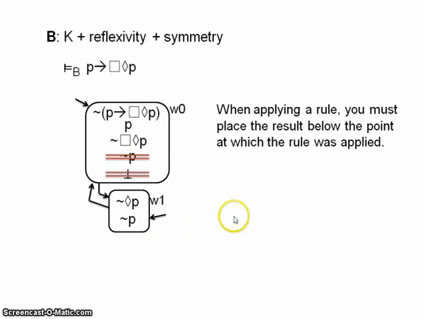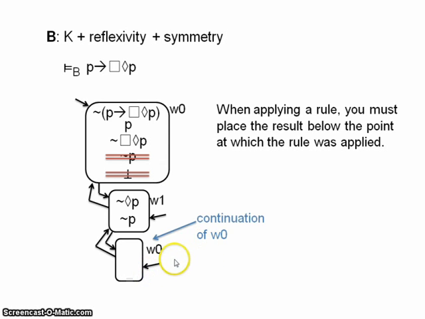Now, you might think then, well, obviously this tree method is therefore inadequate for systems with a symmetrical relation. But there's actually a fairly easy solution. What we do is simply draw a new copy of W0, and it's the same world. It's called a continuation of W0, and then it's very simple.